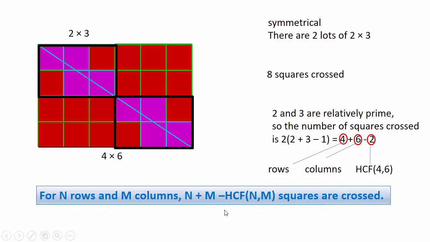Notice the trivial case that we observed earlier. When the highest common factor is 1, we had a 1 here, didn't we? Whereas in this situation, for this example, we had a 2. So there you have it, an explanation of the number of squares crossed when we have different size rectangles and we look at the diagonal.